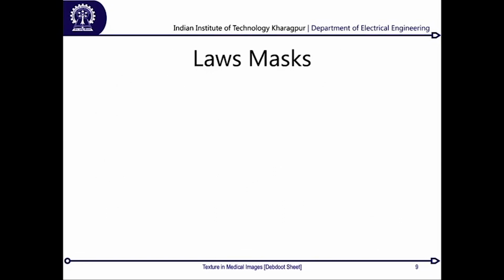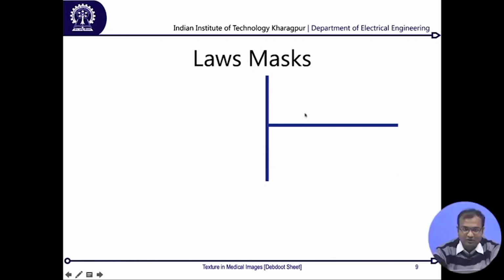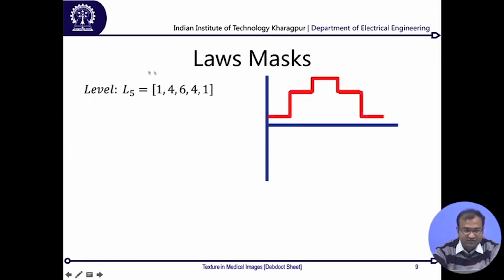Now the first one we will come to is a very simple one, and one of the most used and easiest to use: Laws mask. I start with the 1D definition so that it's easier for you to understand. Here, the y-axis is my amplitude axis, with the negative part and the positive part balanced out, and this line is my 0 line, and the x-axis is my sample number. The first wavelet in Laws mask is called a level wavelet. We are looking at a 5-element wide wavelet, and that's why it's called L5.